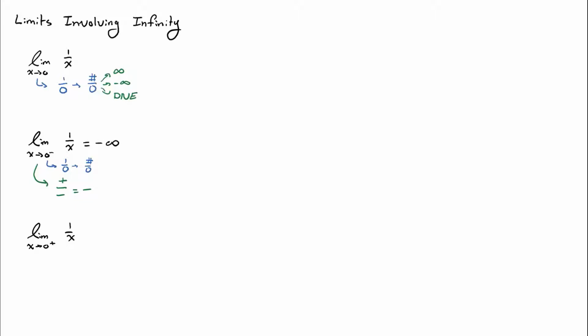From the other side, think of a number a little bigger, in this case a positive number. Then it becomes positive over positive, so the limit is positive infinity. These two values don't match, so the original limit did not exist.